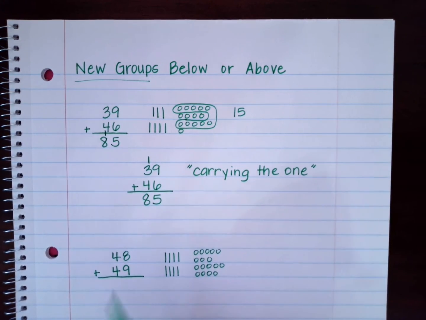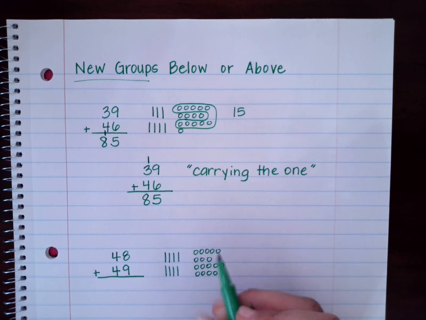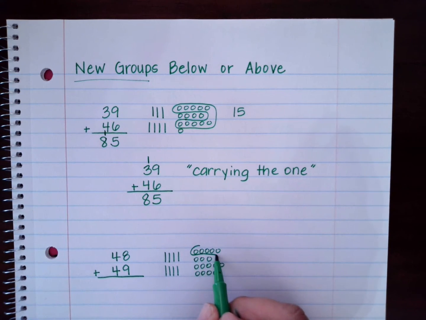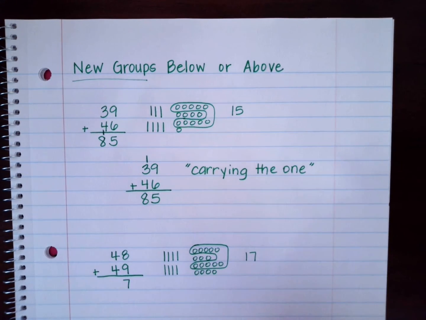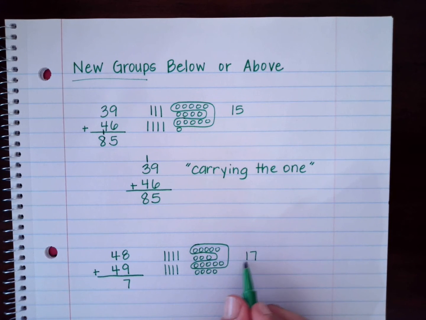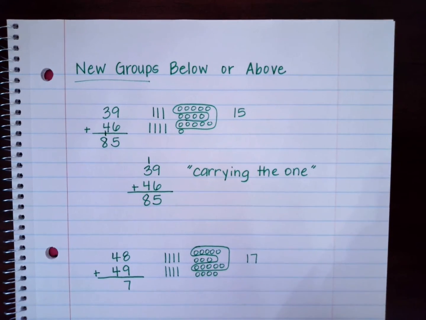Okay, so I'm going to start by adding my ones. I have 8 plus 9. So right here, there's 10. And how many do I have left over? 1, 2, 3, 4, 5, 6, 7. So this is 17. I know that only my 7 can stay in my ones town, and I have to put my new group, my 1, in the 10s.